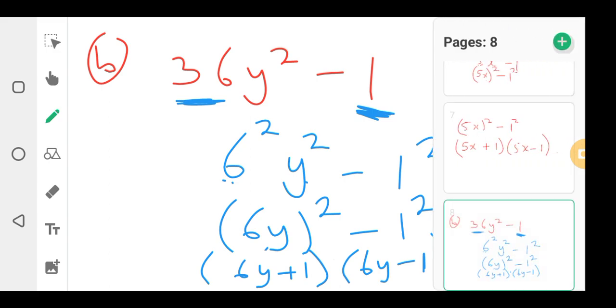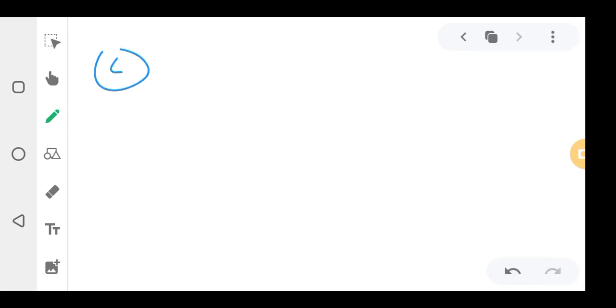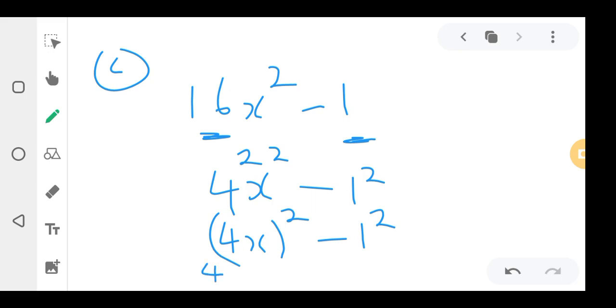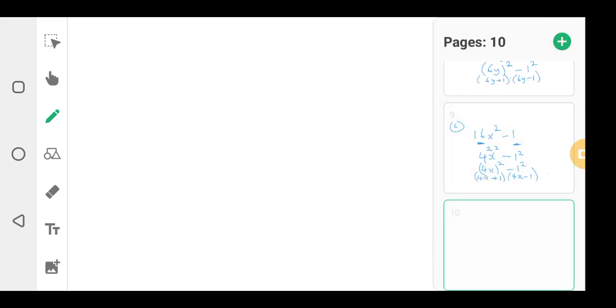They can bring for you question C, for example, 16x squared minus 1. What is this number and this number? They're not the same. So what you do, what's the square root of 16? 4. So 4 squared, and also 4 squared there, x squared minus 1 squared. So you put 4 and x like this, you square them outside, minus 1 squared, and then you factorize this again. It will be open bracket 4x plus 1 closed, open bracket 4x minus 1. That's how you solve this type of questions.